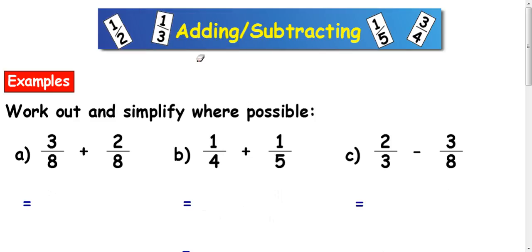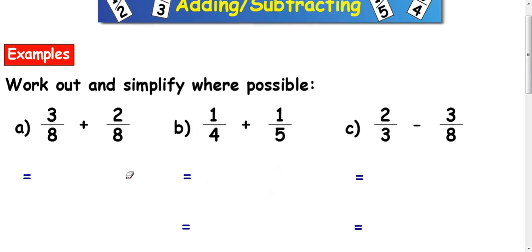In this lesson, we're going to look at adding and subtracting basic fractions. Okay, so in this first question, we've got 3/8 plus 2/8.